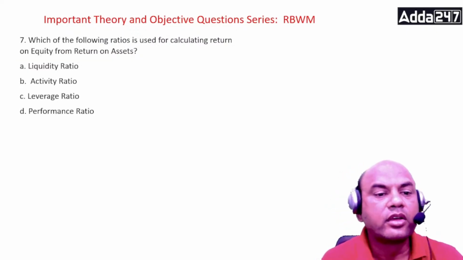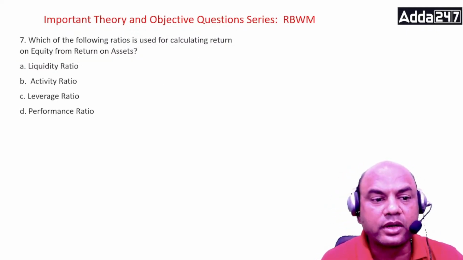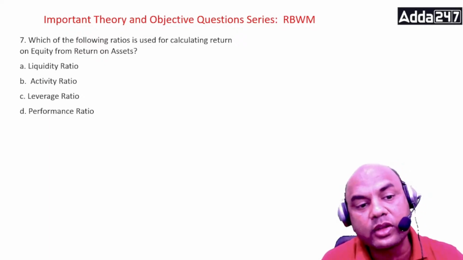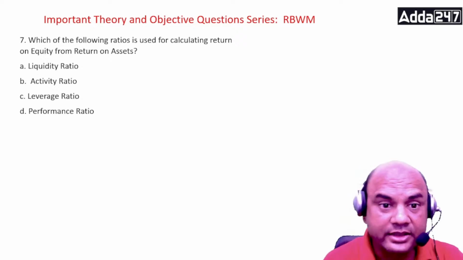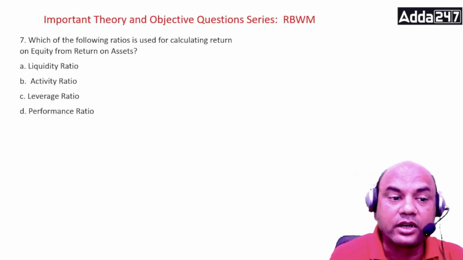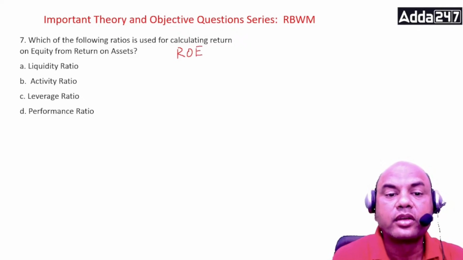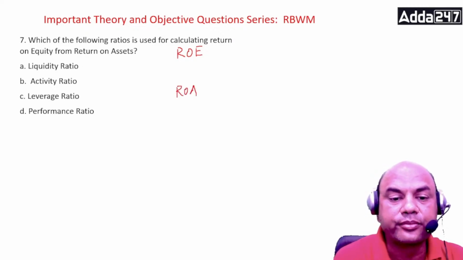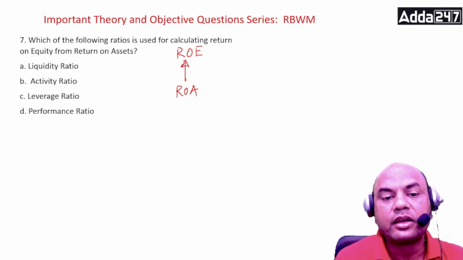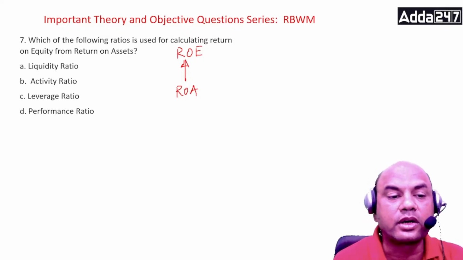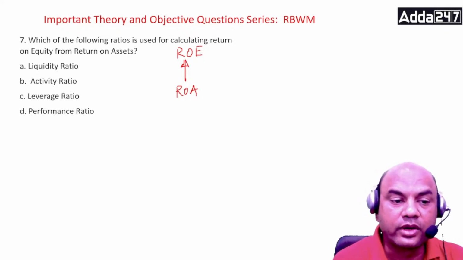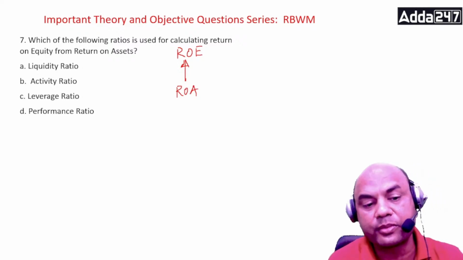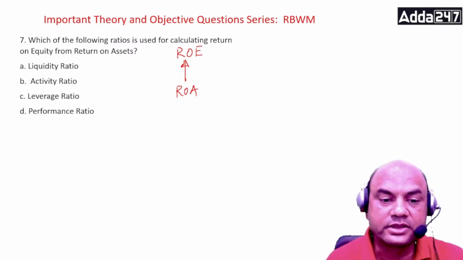Next one. Which of the following ratios is used for calculating return on equity from return on assets? Understand the question properly. ROE, I have to get ROE from ROA. So ROA to ROE, I'll write it over here. ROA, return on asset, to return on equity. For that, I use one ratio. I use a multiplication ratio. What is that ratio called as? Liquidity ratio, activity ratio, leverage ratio, and performance ratio. What is it called as?